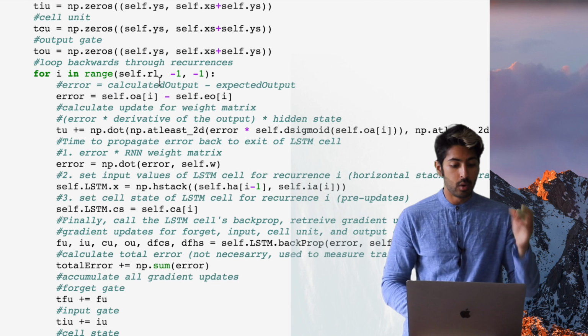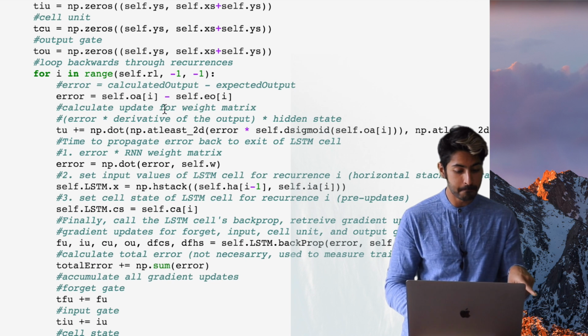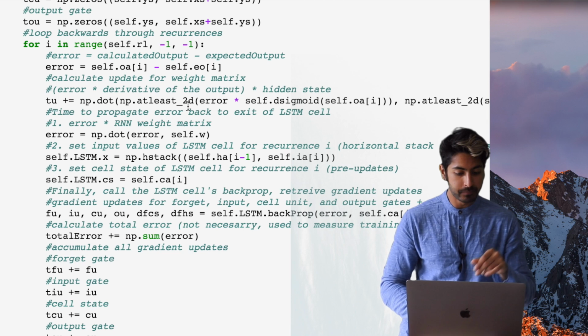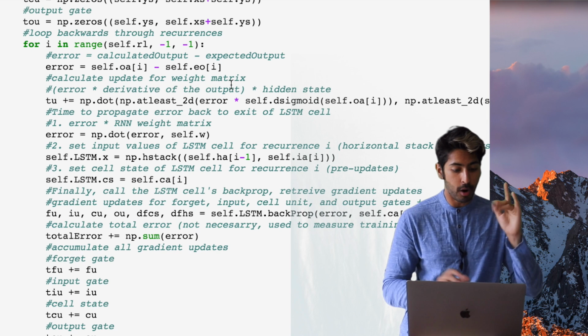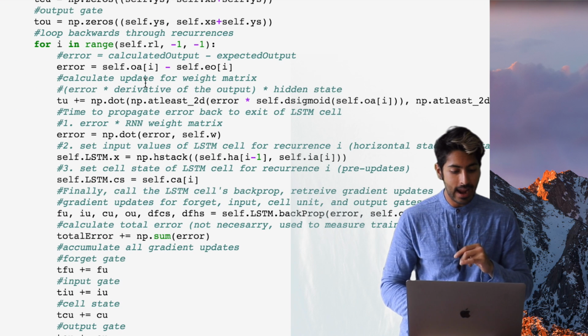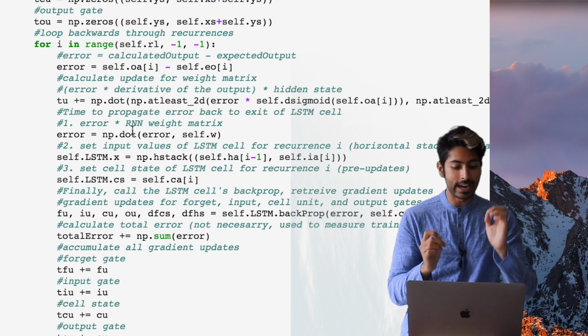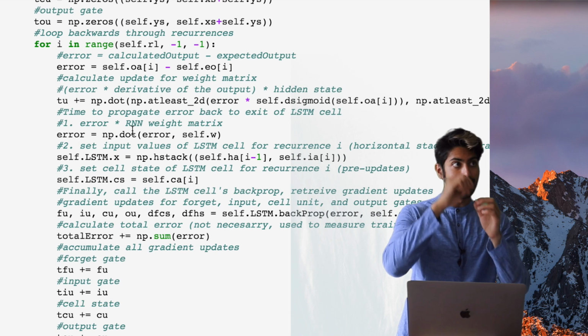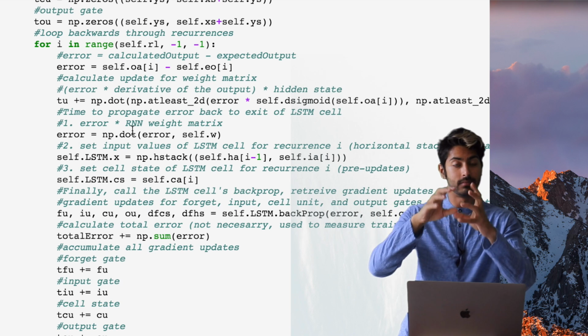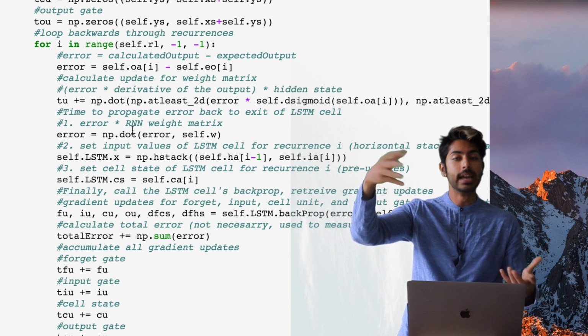So we're going to say we have our calculated output. Let's compute the error between that and the expected output. And then we're going to compute the partial derivative by computing the error times the derivative of the output times the hidden state. And so once we have that, it's time to propagate the error back to the exit of the LSTM cell, or the way out to the output of the recurrent network in general.